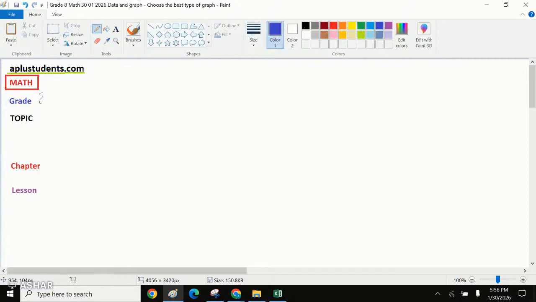This is grade 8, and the name of the topic is data and graph. So we are doing data processing today, and we are trying to draw different graphs. We would see what kind of graph can be used. I'll give you the chapter number and the lesson number. The chapter number is 24 and the lesson number is 17.